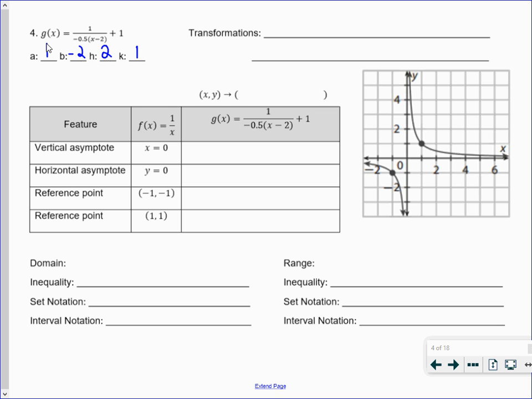So from here, we have our a, b, h, and k values. We're going to figure out what our transformations are. So our a is 1, so we don't have any type of vertical stretch or compression or a reflection over the x-axis. But our b is -2, so that tells me we have a horizontal stretch by 2, and then also it's a negative number, so that means we have a reflection over the y-axis.